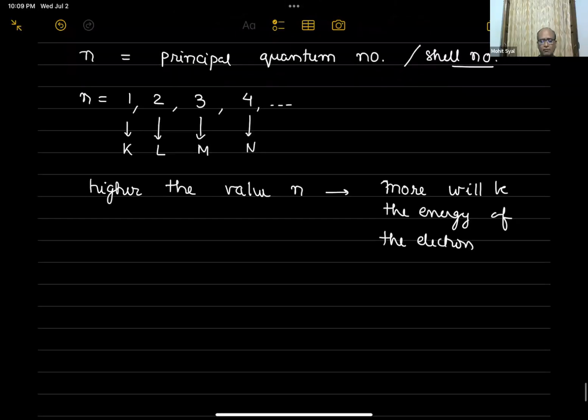How did Bohr represent these n? As circles, with size and energy. The more the n, the larger the size, and the more the energy. So the higher the value of n, the higher the shell number, the more the energy of the electron, and the larger the size of the shell.